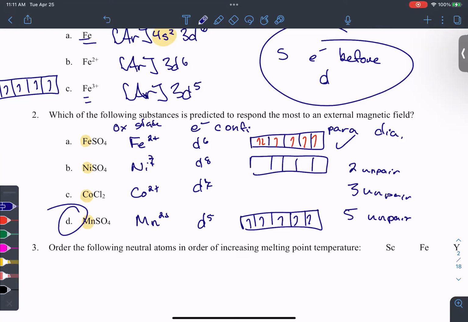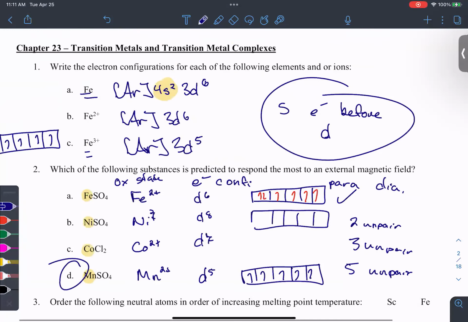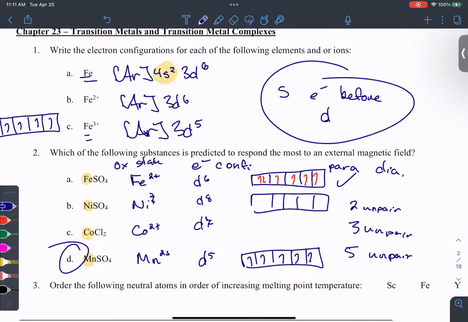So this question number 2 is a lot more likely to be an exam question versus number 1. Number 1 just kind of set us up for it, because in question 2, you have to do all the things in question 1, but you have to do it 4 times. And recognize the types of magnetism here, para versus diamagnetic, and those properties. All right, so there we go.